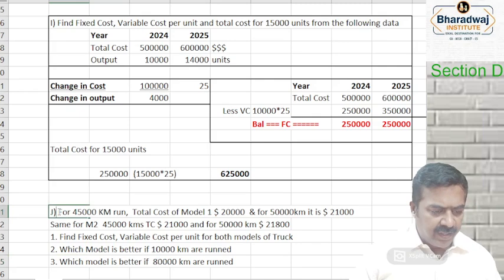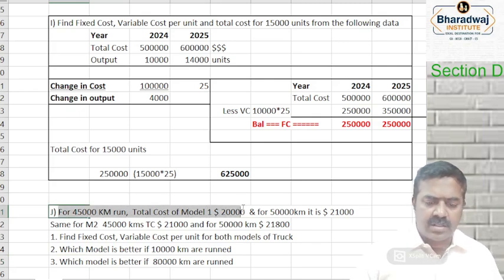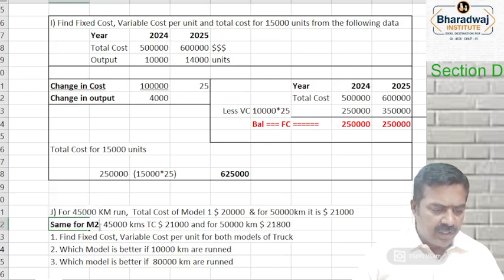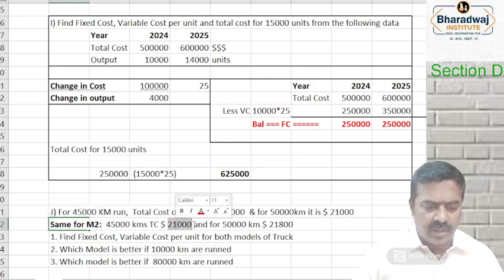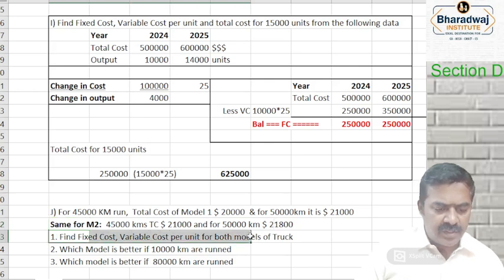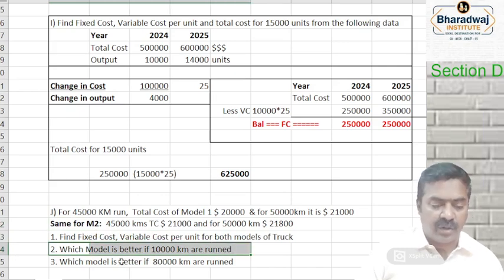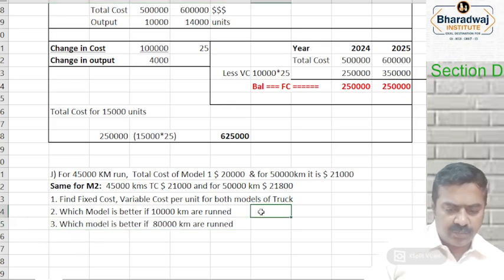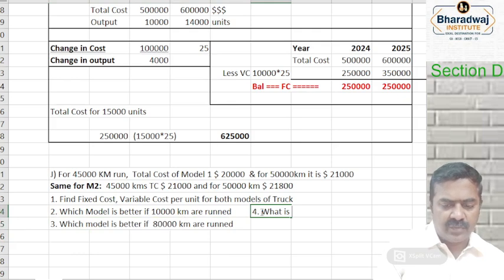For a 45,000 kilometer run, the total cost of the Model 1 truck is 20,000, and for 50,000 kilometers it is 21,000. For truck Model 2, at 45,000 kilometers the total cost is 21,000, and at 50,000 kilometers it is 21,800. Find the fixed cost and variable cost per unit for both models of truck. Which model is better if you're running only 10,000 kilometers? Which model is better if you're running 80,000 kilometers? And the fourth question is, what is the indifference point?